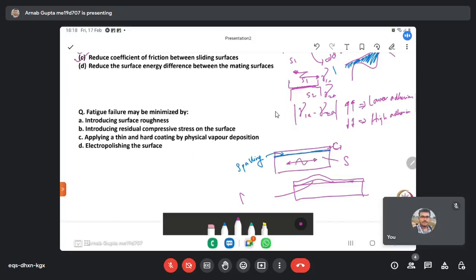This is just an indication. This is not a standard denotion. So yeah, this is interfacial failure.